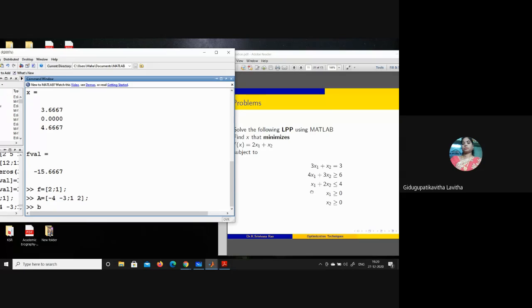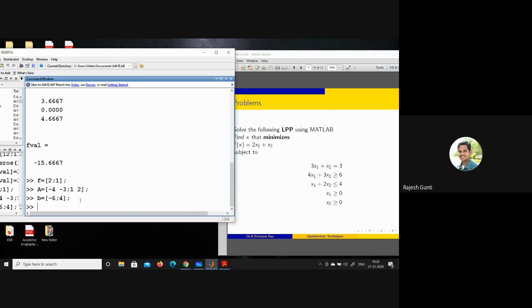First we have to take the inequality constraints. These two are the inequality constraints. Minus 4x1 minus 3x2 is less than or equal to minus 6. x1 plus 2x2 is less than or equal to 4. B is equal to minus 6; 4.